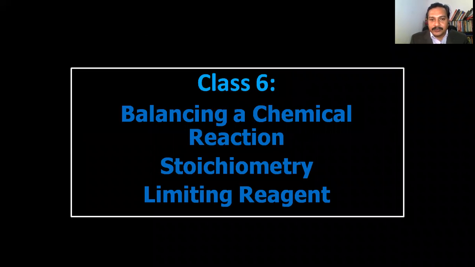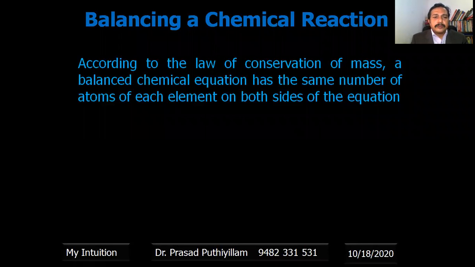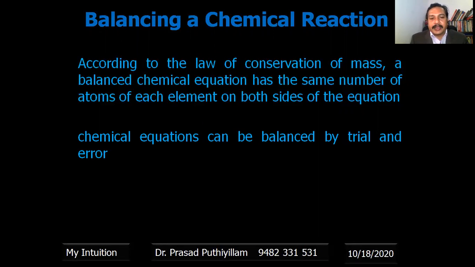This is class number 6 of basic concepts of chemistry: balancing a chemical reaction, stoichiometry and stoichiometry calculations, and limiting reagent. Balancing a chemical reaction. According to the law of conservation of mass, a balanced chemical equation has the same number of atoms of each element on both sides of the equation. So usually trial and error methods are used to balance a chemical reaction.